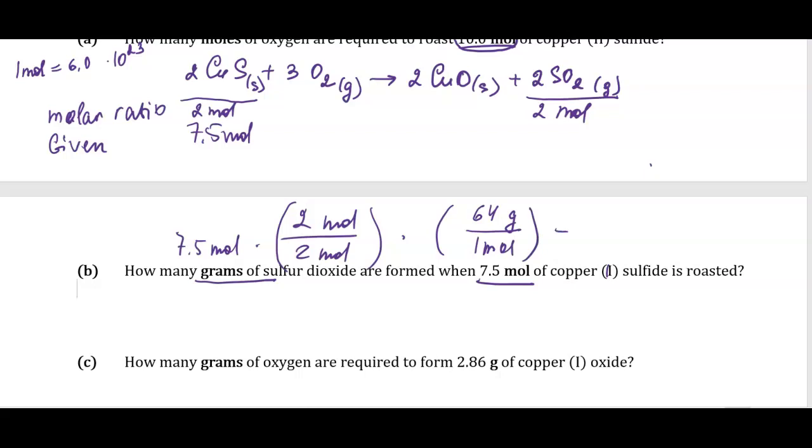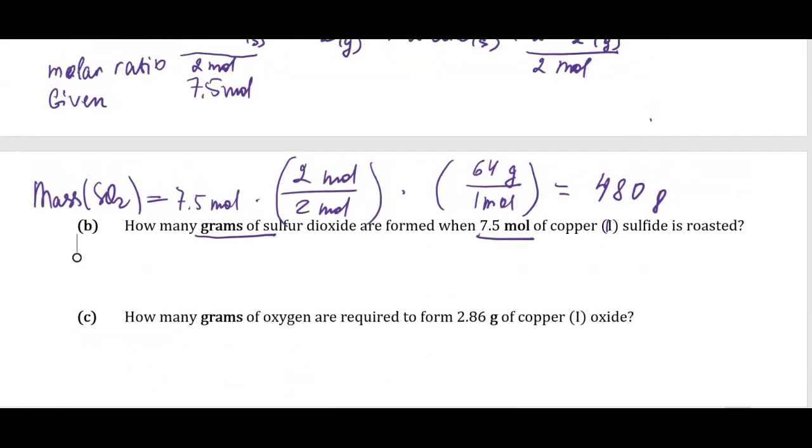And I will have 480 grams of sulfur dioxide. So this is the mass. So choose the way you like more, they are both correct. So let's do another one.